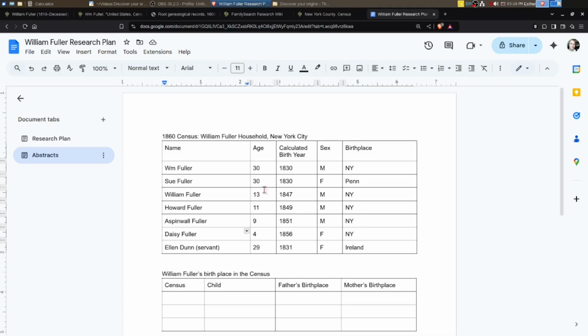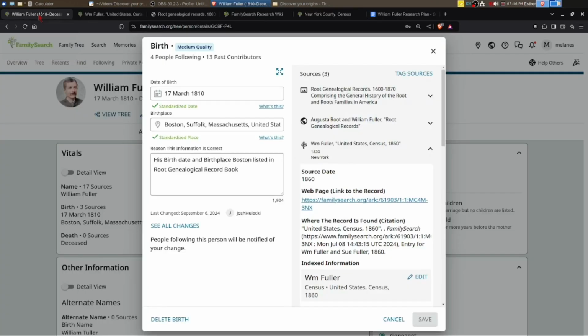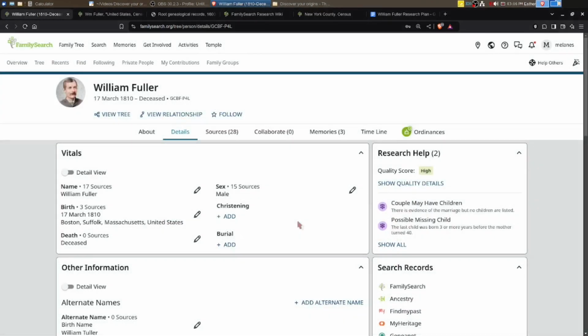And you can see the ages here. That means that they wouldn't necessarily have moved and come back between children. That just seems unlikely to me in this time period. So from 1847 to at least 1856, the family is in New York. Now I have another table here that I'm going to explain in a minute. So let's go back to William Fuller's page and consider what to do here, because this 1810 birth date in Massachusetts could very well be wrong.